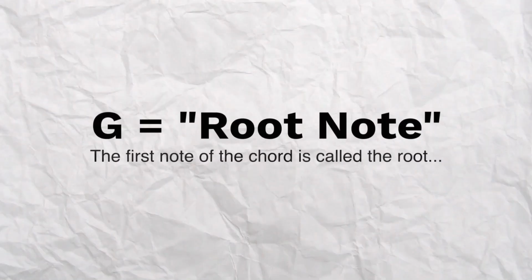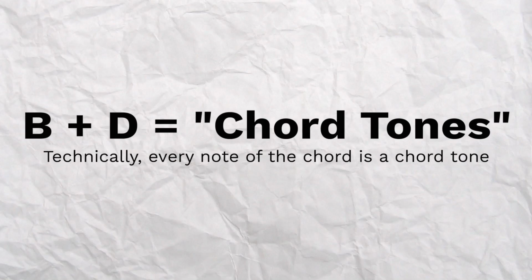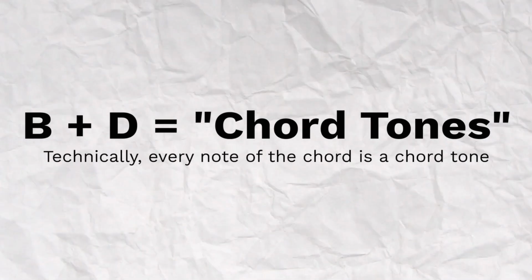We call the note that the chord is named after the root note, and the other 2 notes are called chord tones. Just to simplify, really all 3 of these notes are chord tones. So sometimes if I say chord tones later on in this video, I really just mean any of the notes that are part of the chord, like G, B, or D. Sometimes chords are just 3 notes like this, and sometimes they're only 2 notes. Other times, they're quite complex.